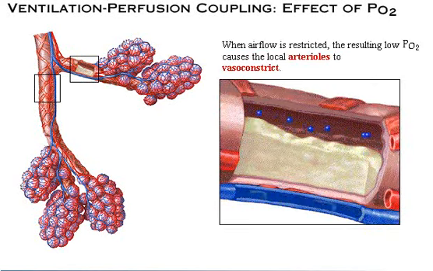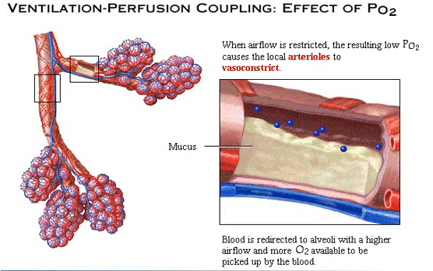When airflow through a bronchiole is restricted, as when blocked by mucus, the resulting low PO2 causes the local arterioles to vasoconstrict. This response redirects the blood to other alveoli which have a higher airflow and therefore have more oxygen available to be picked up by the blood.